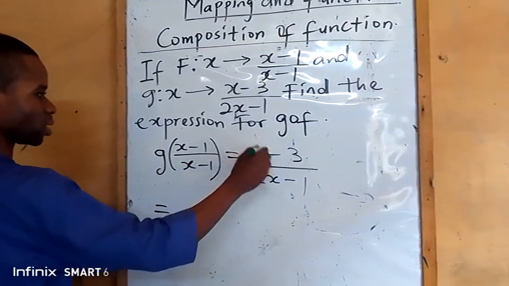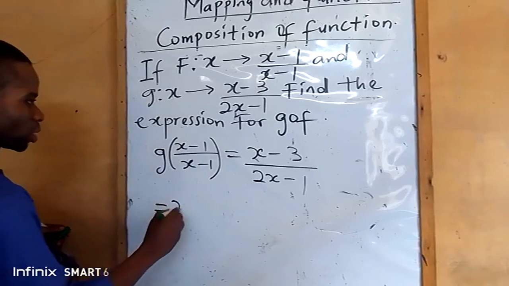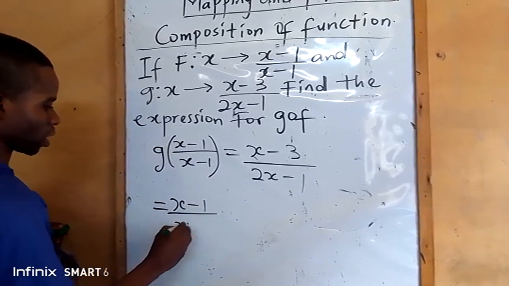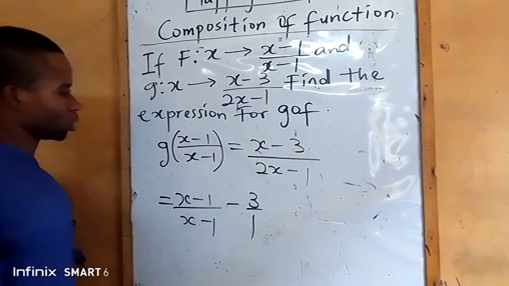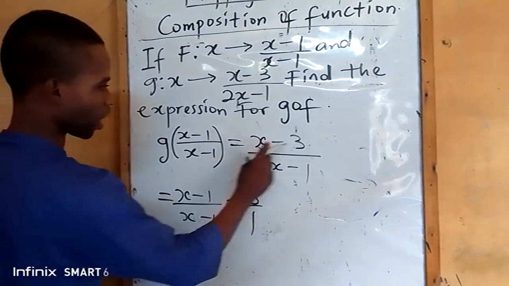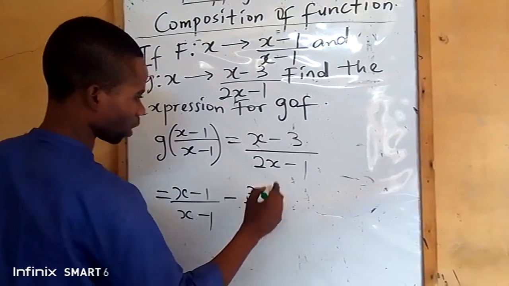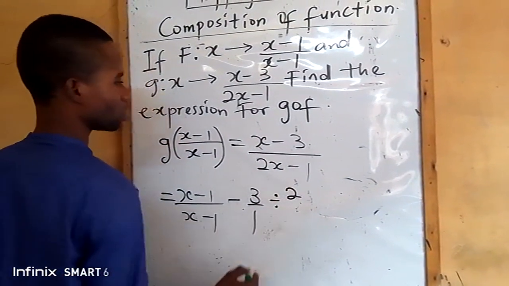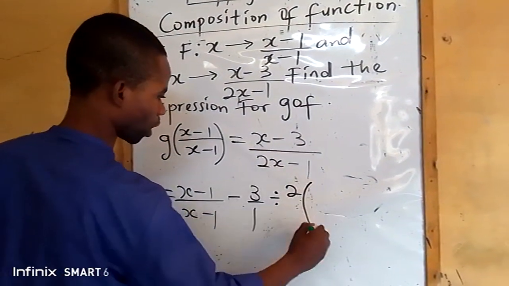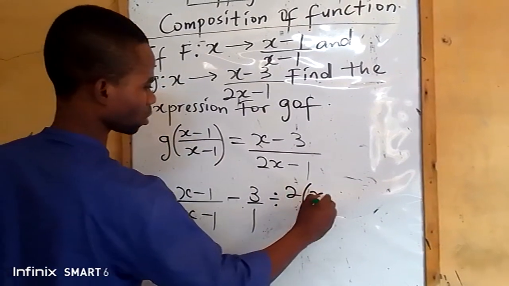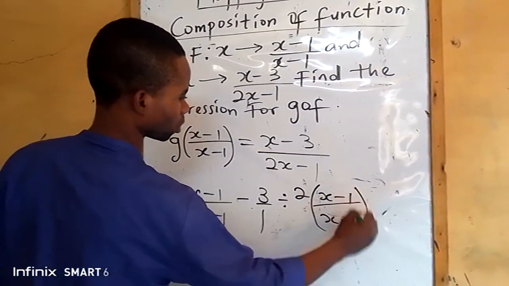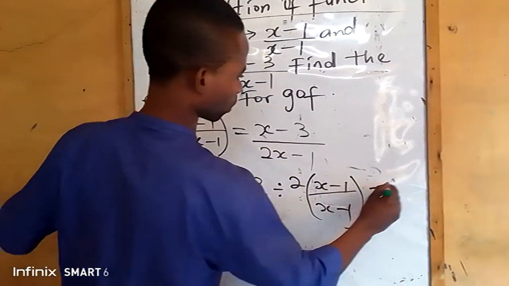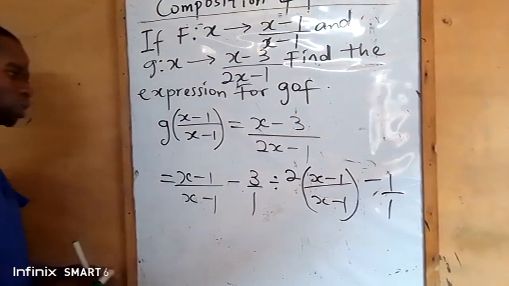I see x here, I'm going to bring everything. That means (x minus 1)/(x minus 1) minus 3 all over 1, divided by 2 times (x minus 1)/(x minus 1) minus 1 over 1. Let me say it again.